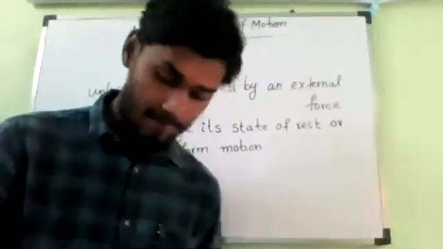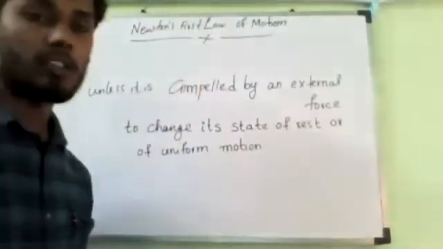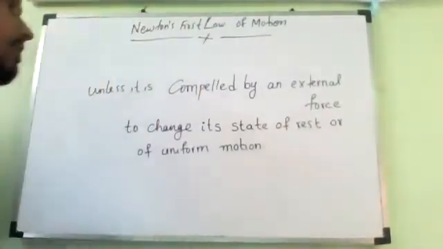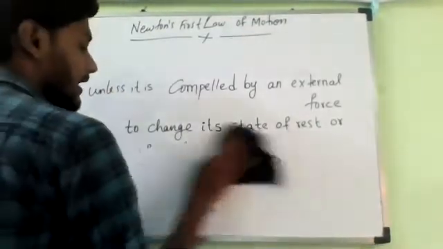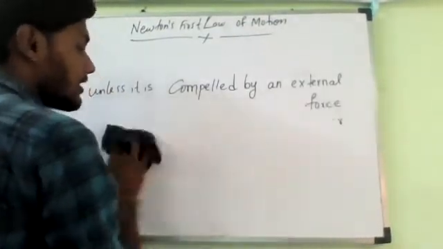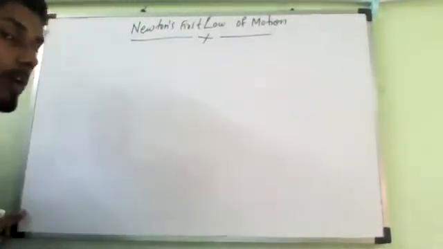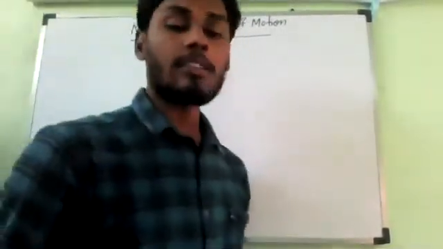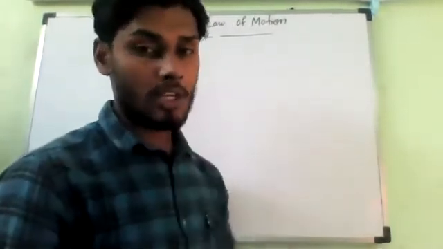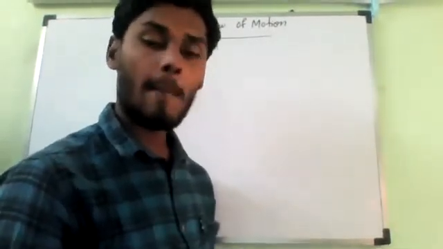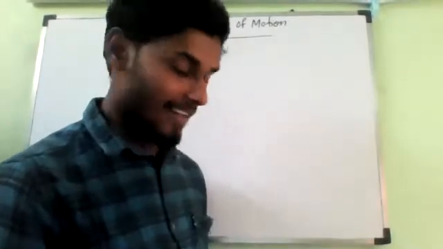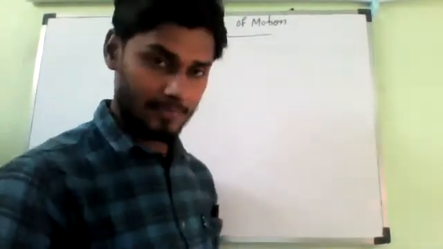Yes, sir. All of you, is there any doubt? You can ask me. So now, if you observe very carefully, Newton's first law of motion has two parts. Boys and girls, everybody, it has two parts. The first part relates to objects which are at rest. The second part relates to objects which are in uniform motion. Yes or no?